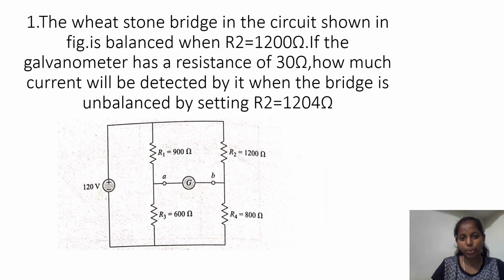Okay, now let's move on to the numerical problem on the superposition theorem. Let me read out the question. The Wheatstone bridge in the circuit shown in the figure is balanced when R2 is equal to 1200 ohm. If the galvanometer has a resistance of 30 ohm, how much current will be detected by it when the bridge is unbalanced by setting R2 equal to 1204 ohm? Now you can see the circuit diagram here. So let's move on to the solution of this.